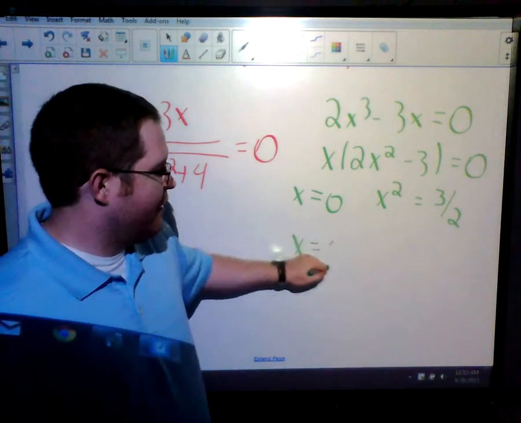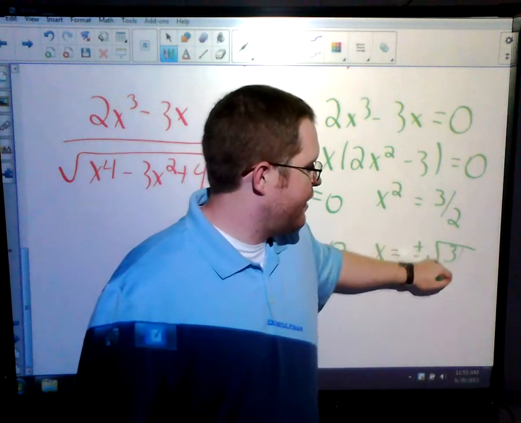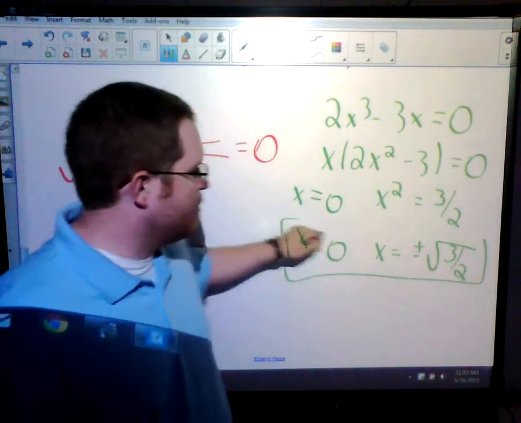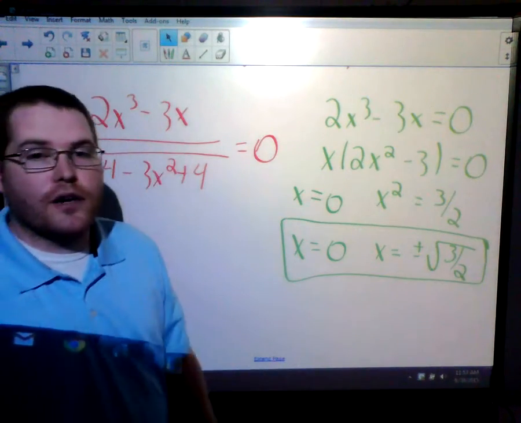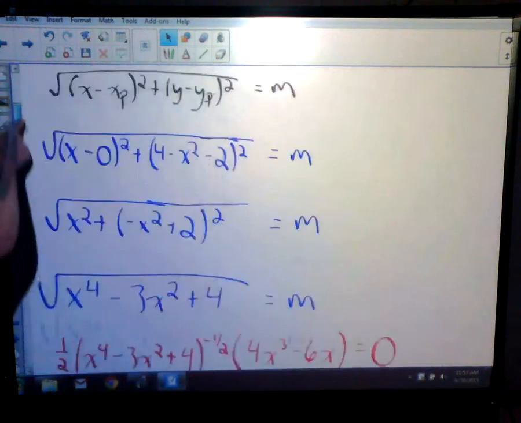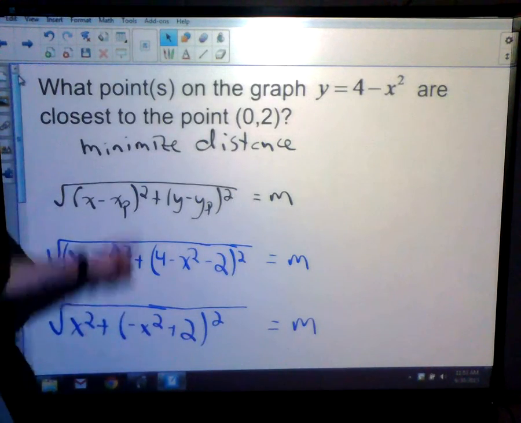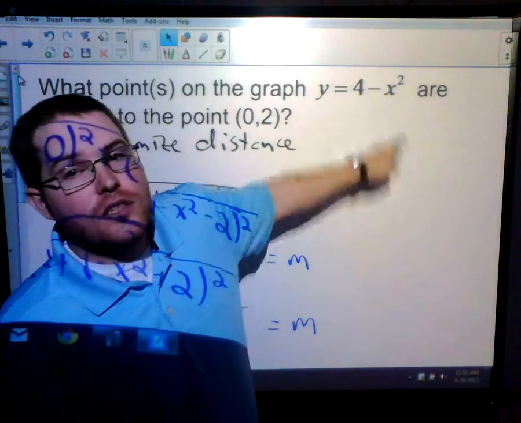But I can't leave it like that. That's x equals plus or minus the square root of 3/2. So how many answers do I have? I have 3: 0, square root of 3/2, negative square root of 3/2. But it didn't just ask me for the x values. It said the points. So I've got to plug all 3 of those x values in right there and find the points.